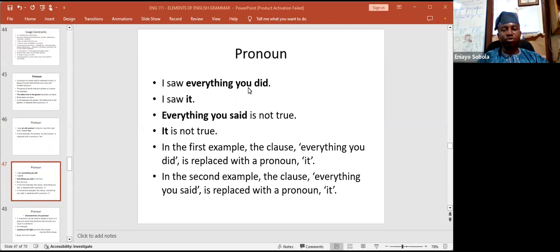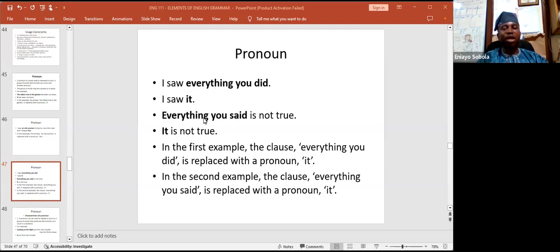I saw everything you did. If there is a question, what did you see? Everything you did. So everything you did here is a clause. And this clause is a group of words which is replaced by it in the sentence, I saw it. So it here represents everything you did.